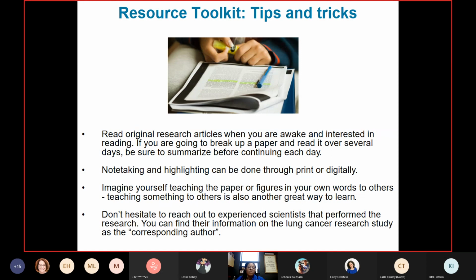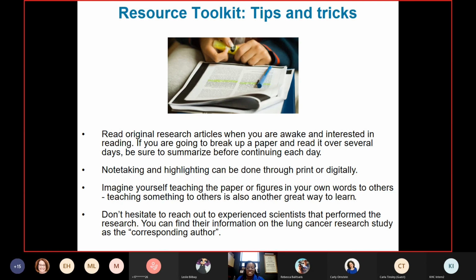And then to leave you with a couple of tips and tricks, things that I wish someone would have told me before I started not only reading but writing lung cancer research papers: original research articles, you should read them when you're awake, right, and interested in reading. Don't force yourself to get through a complicated topic if you're not in that particular space.